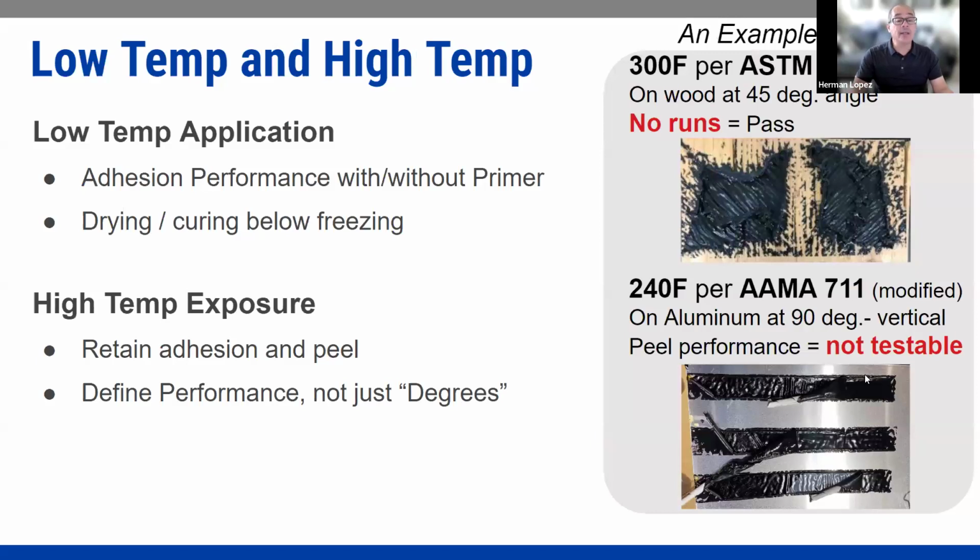So high temp and low temp, again, I'll move quickly here, but testing doesn't always tell you the full story. I'll use just the example of ASTM D1970 there. Take a piece of wood, you angle it to 45 degrees, you put your membrane on, heat it to 300 degrees Fahrenheit, and if it doesn't run, it passed.